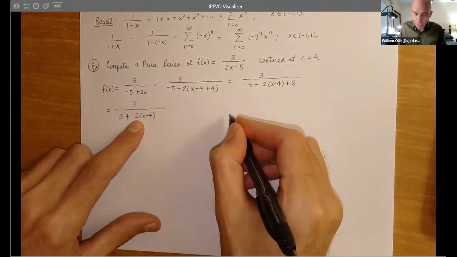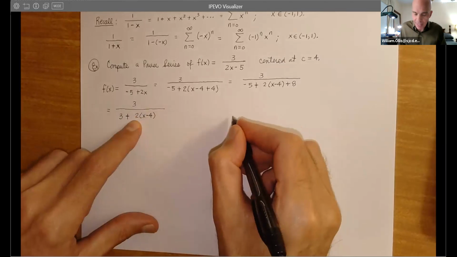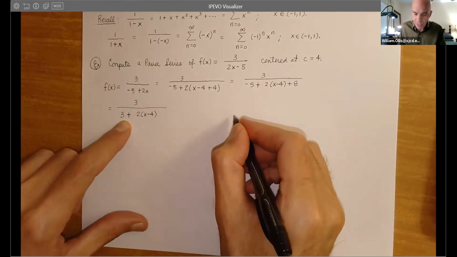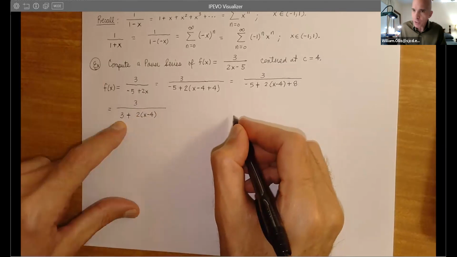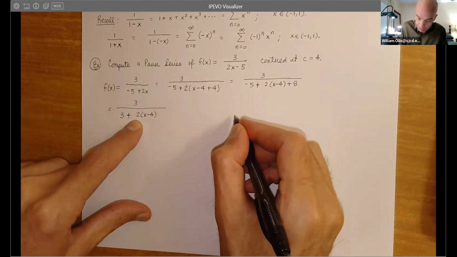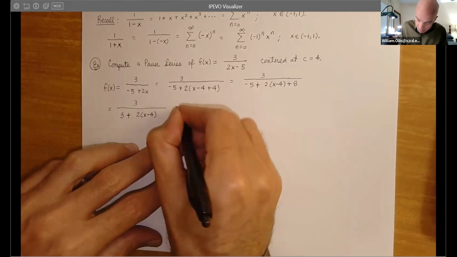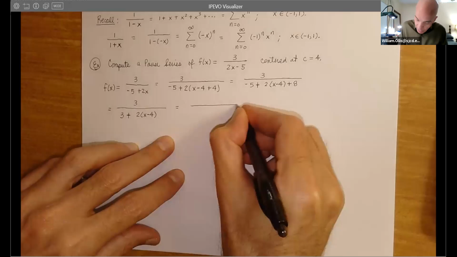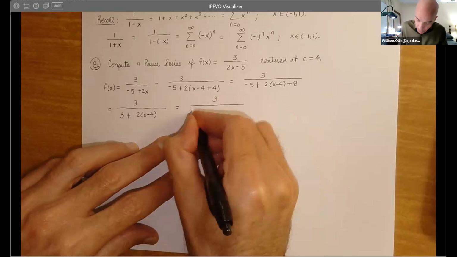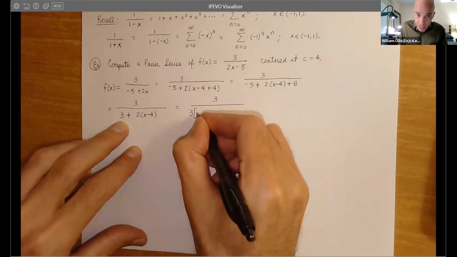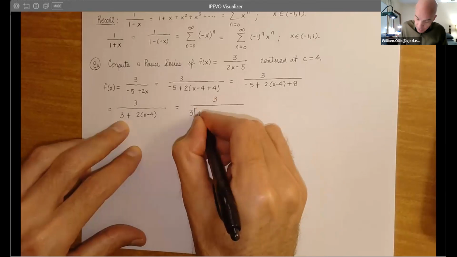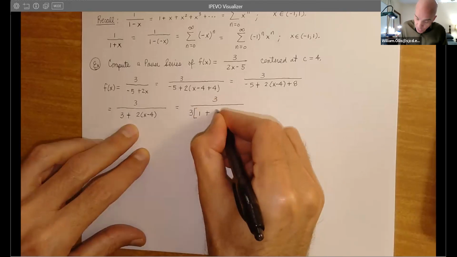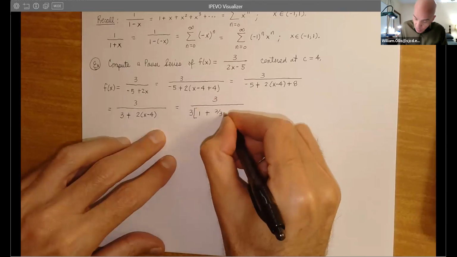Now, this is looking pretty good, but again, we're going to need a minus. So the first thing we're going to do, and we need a 1 too. So we're going to factor the 3 to get the 1, and then we'll worry about the minus that we need. So we have a 3, and here we're going to factor the 3, and that's going to be a 1 plus a 2/3 times x minus 4.